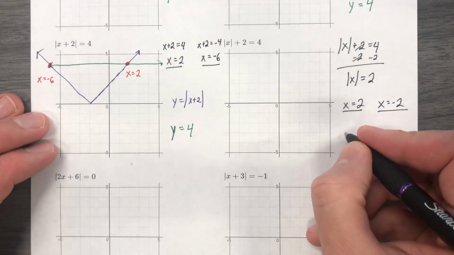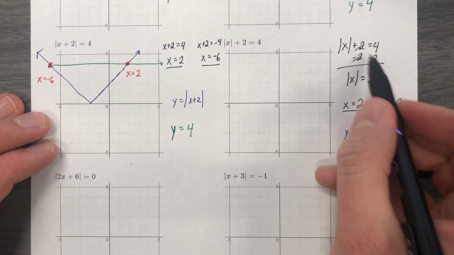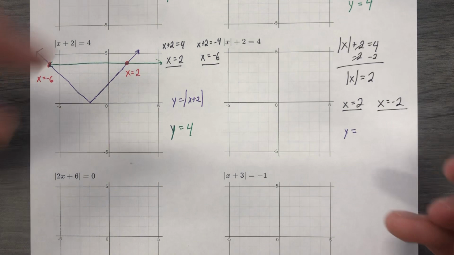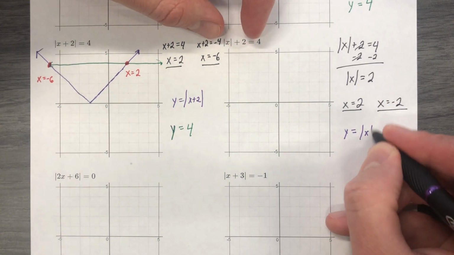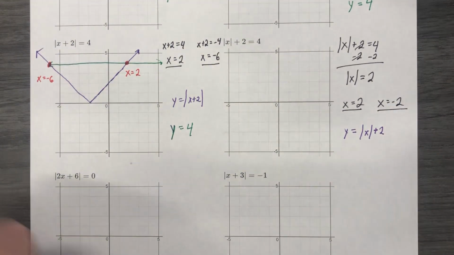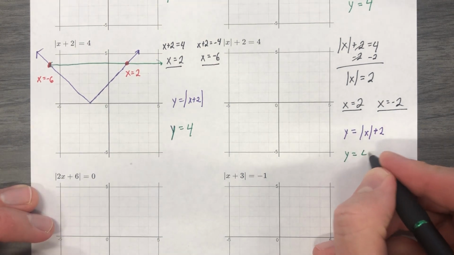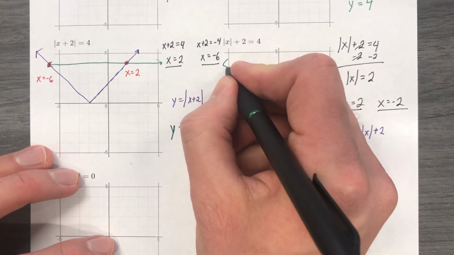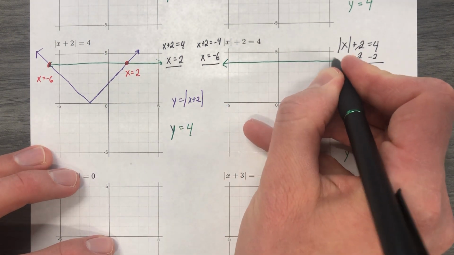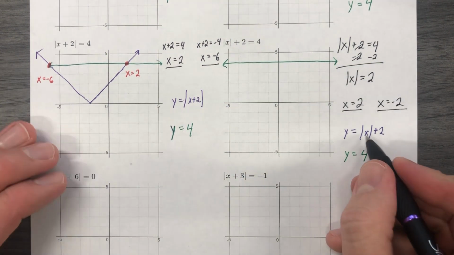Very quickly, and not even having to move anything around, go back to the original. Y equals the left side, and y equals the right side, and graph them both. So here's 4, and here is absolute value of x plus 2.